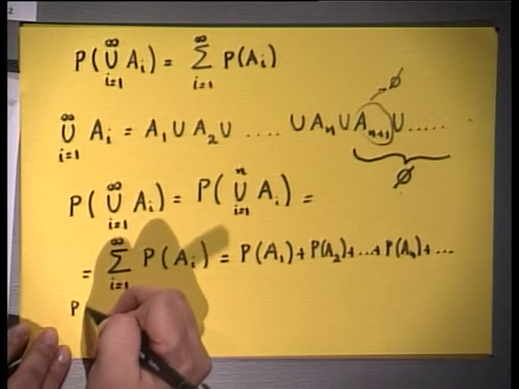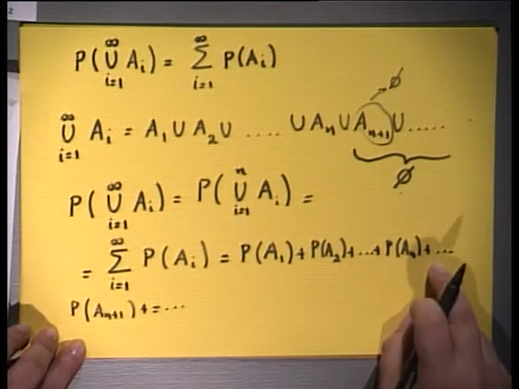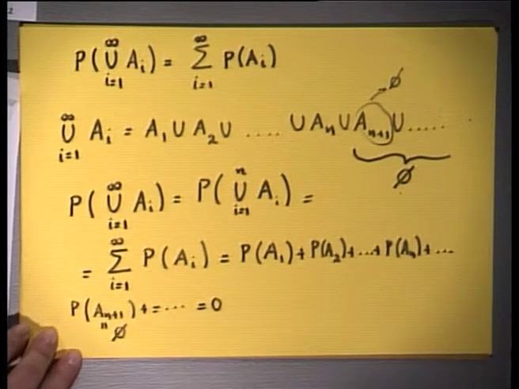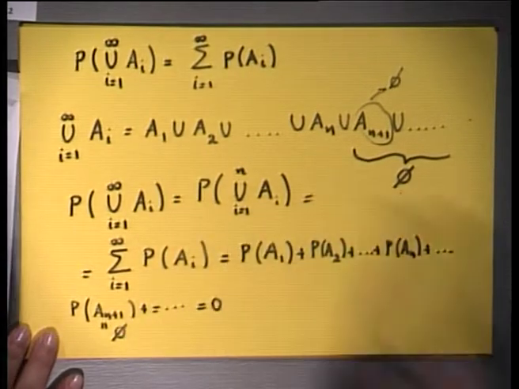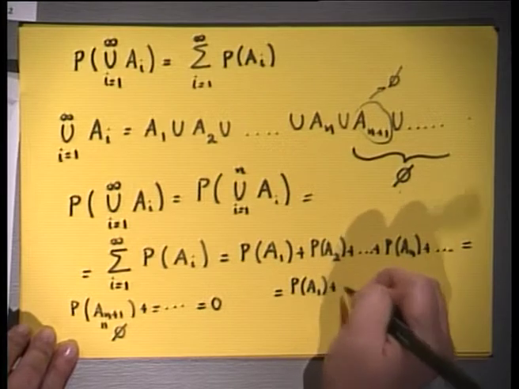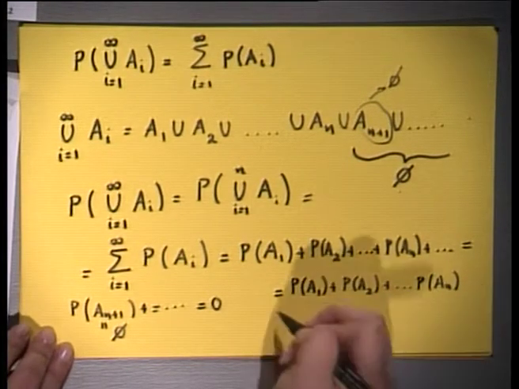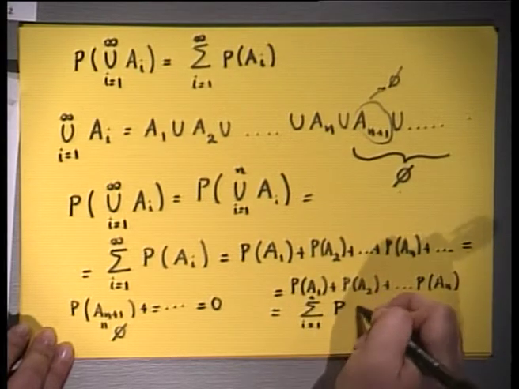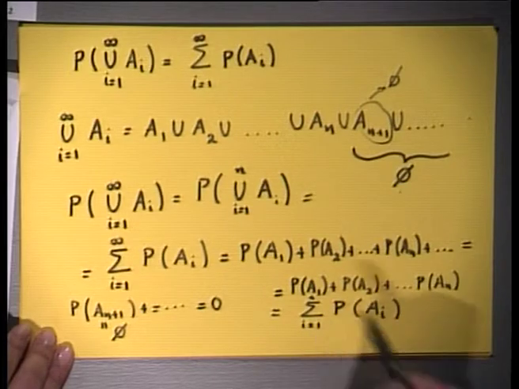Now we know that the probability of AN plus 1 and all other probabilities after AN plus 1 would be 0, as this is the empty set. So we have proved before that the probability of the empty set is 0. And so this will become the probability of A1 plus the probability of A2 plus the probability of AN. It will be the finite summation, as we write in maths, of the probabilities of the events Ai, from i starts from 1 up to n.